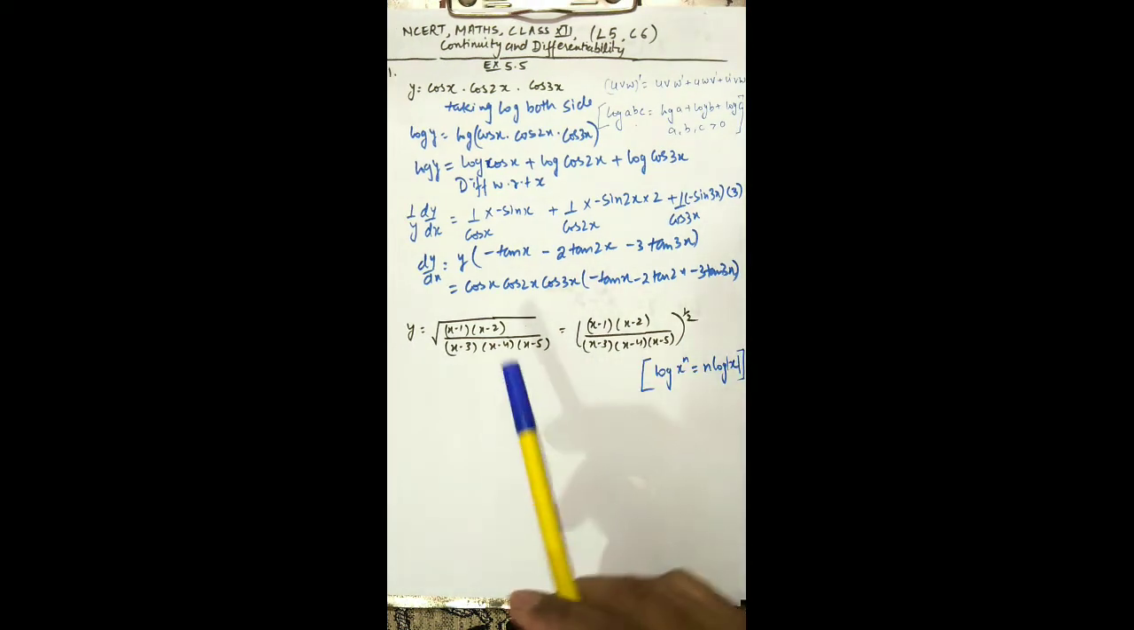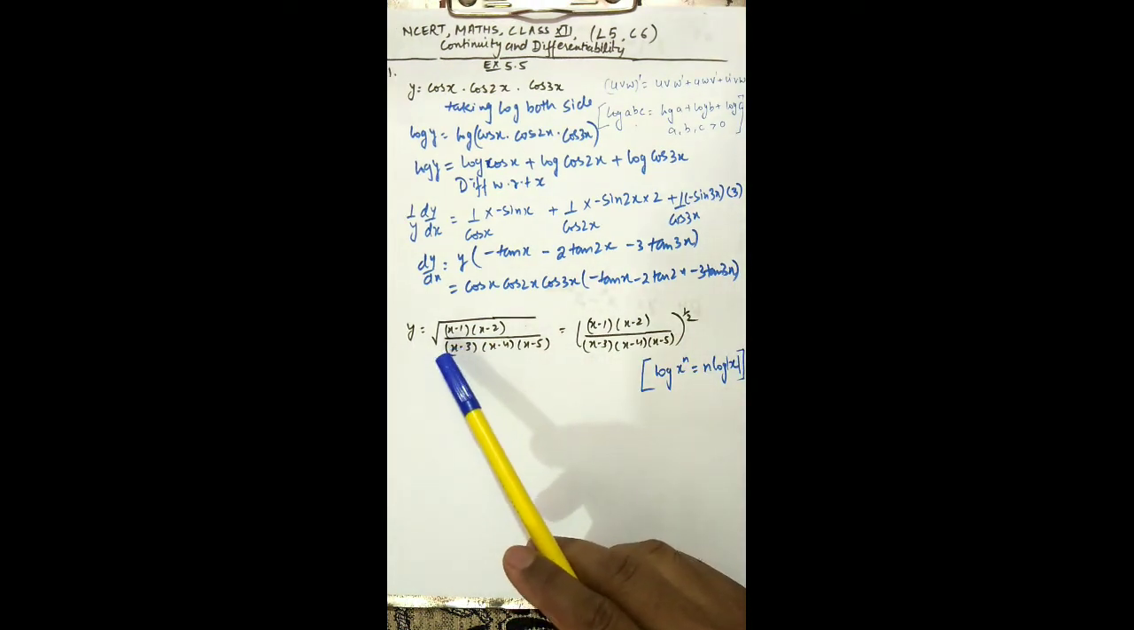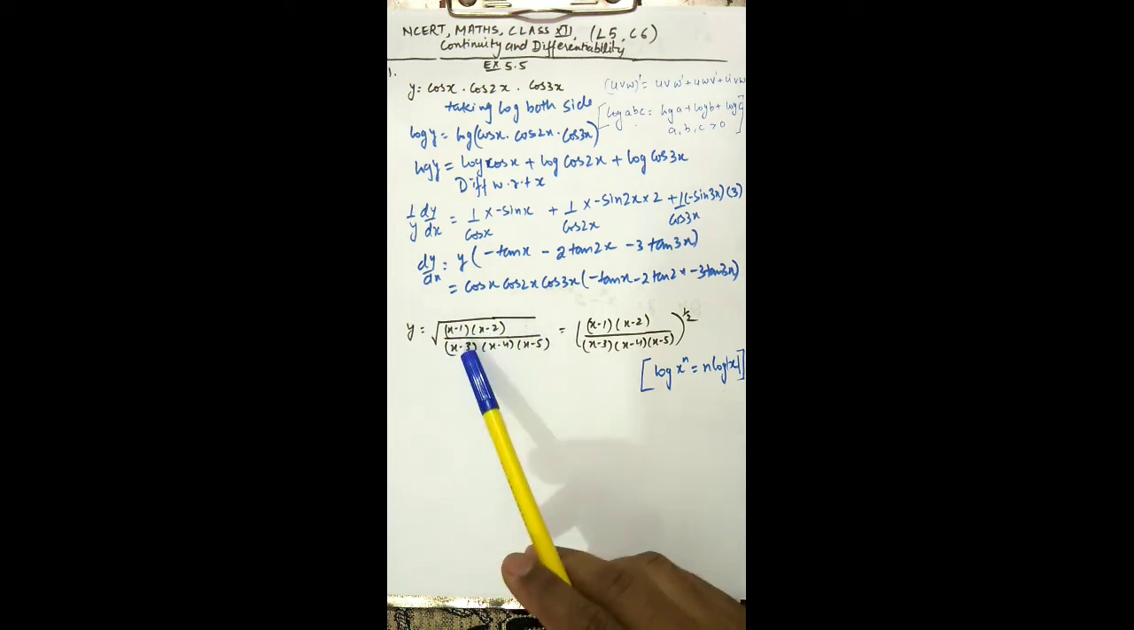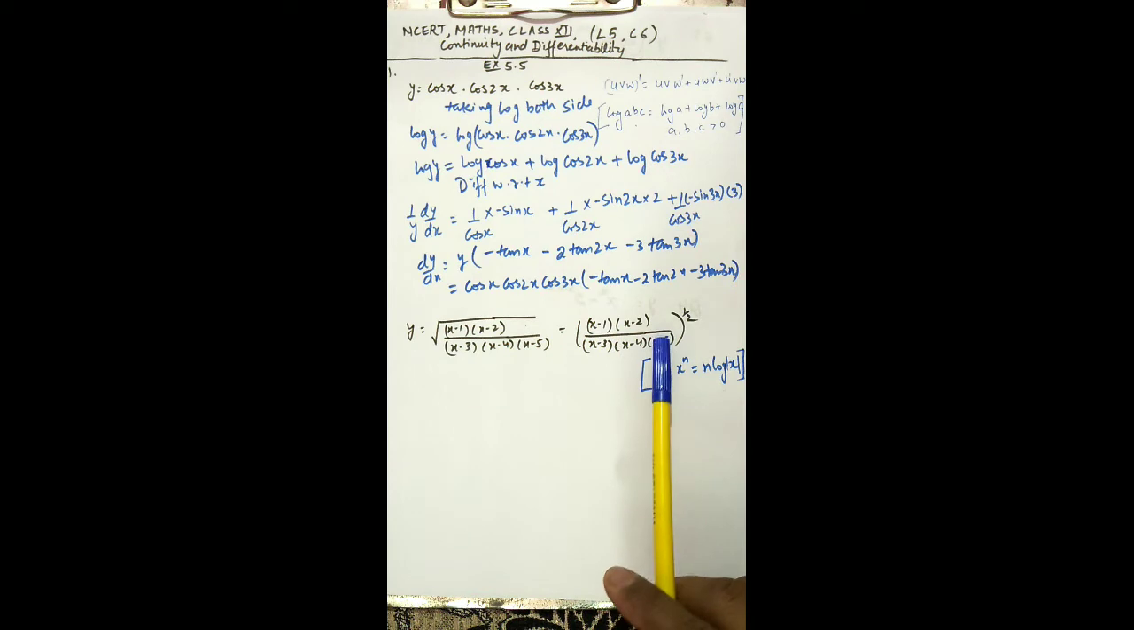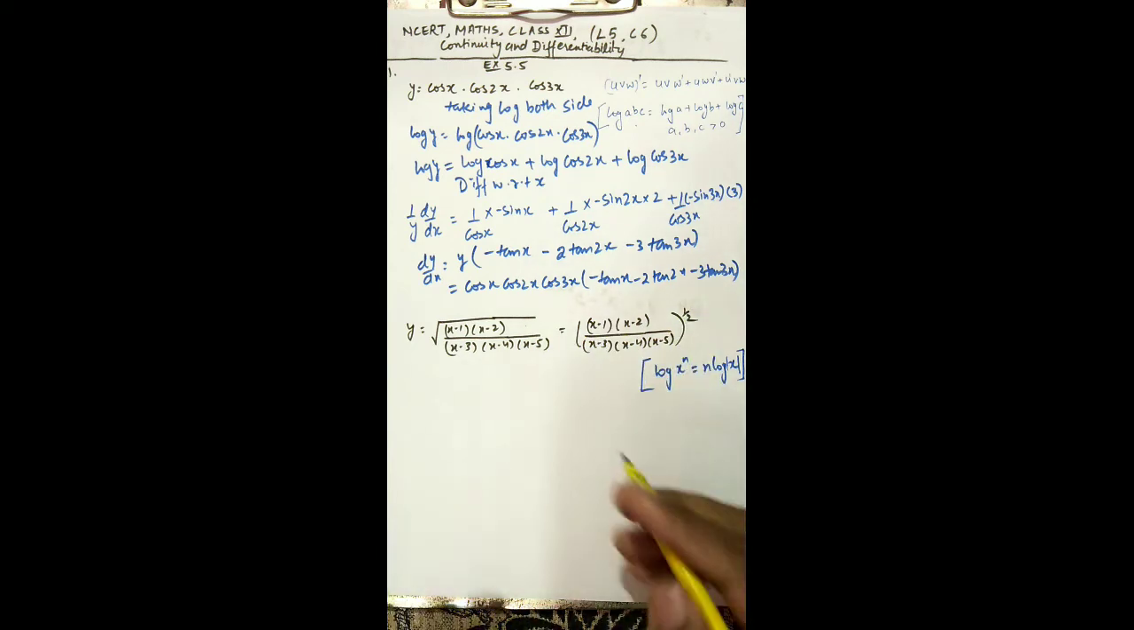Now you see this question number 2. This is y equal to the square root of (x minus 1)(x minus 2) upon (x minus 3)(x minus 4)(x minus 5), and this can further be written as (x minus 1)(x minus 2) upon (x minus 3)(x minus 4)(x minus 5), and the whole has an exponent of 1 by 2. You see this rule, if you take log of x to the power n, then n comes here, and this becomes n log mod x. So we are going to apply this here.